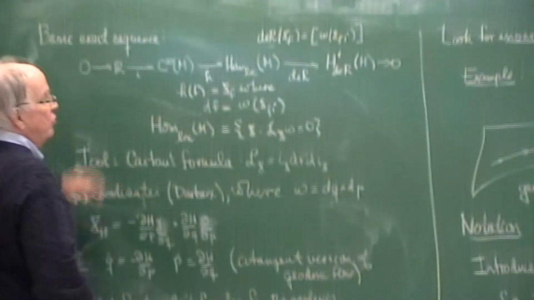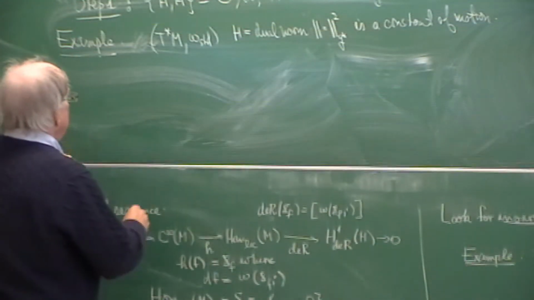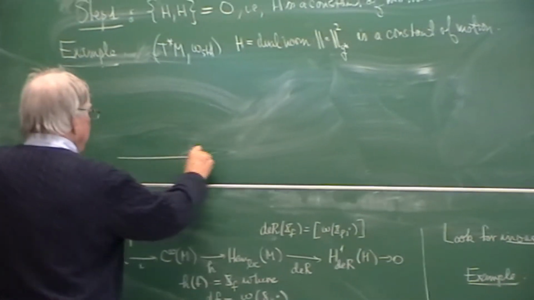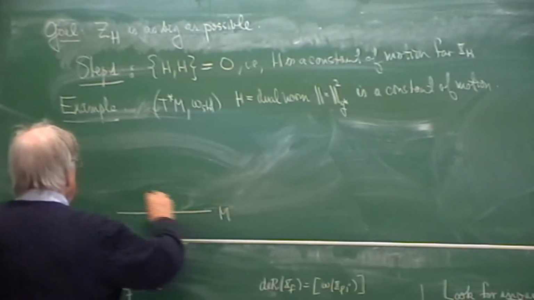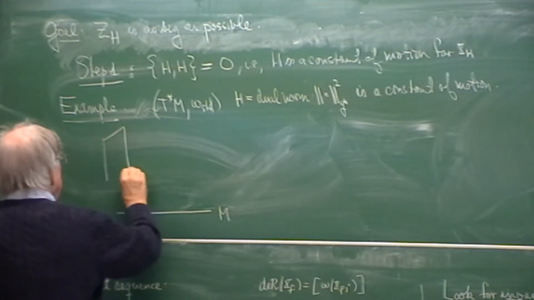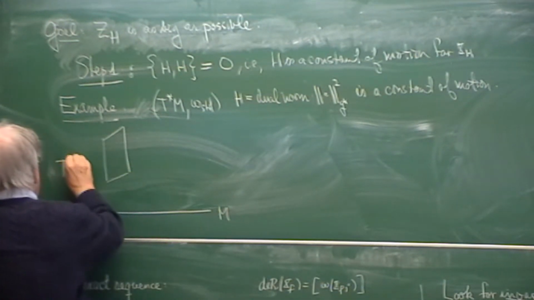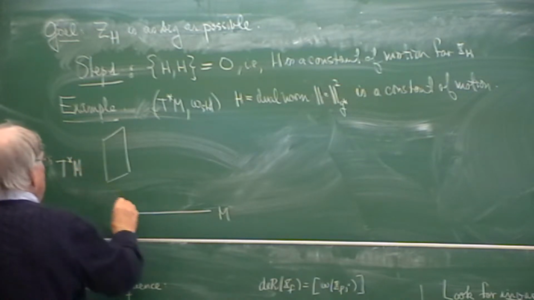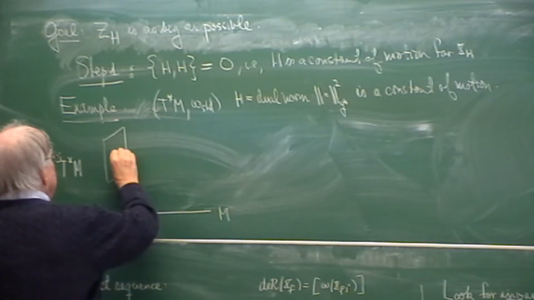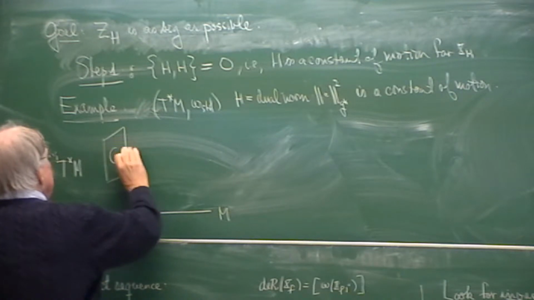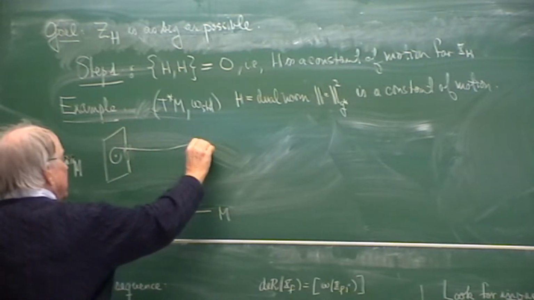Now, I drew this picture before, but let me draw it again to make sure. Here's M, and here's the cotangent bundle. And here are these various level surfaces, which look like this.